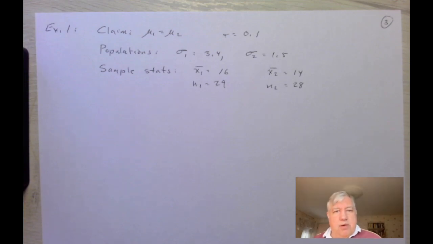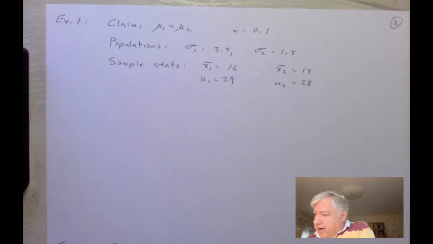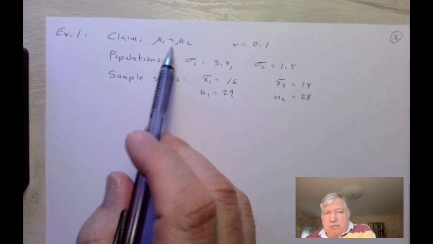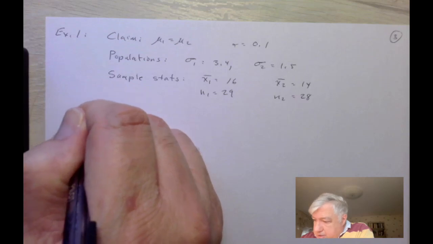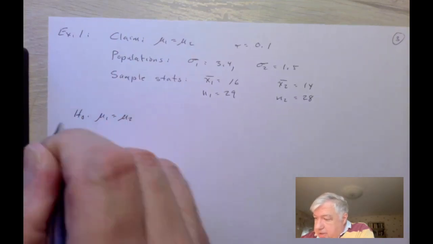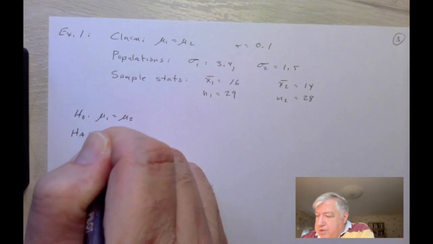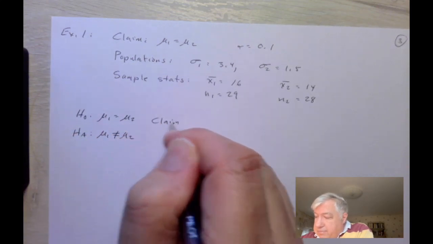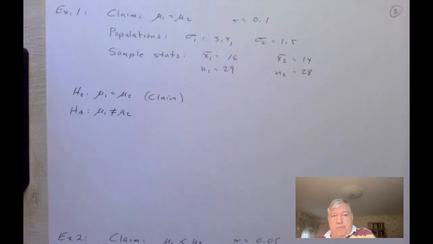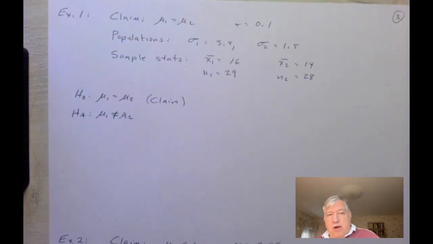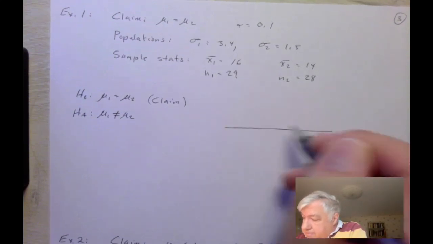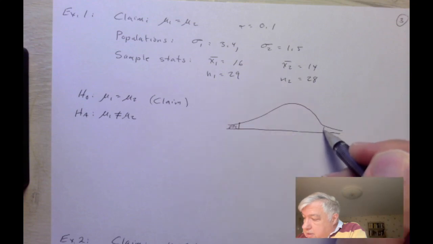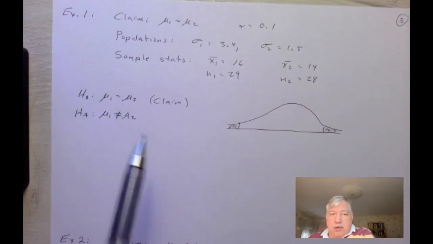So with that, let's see what our null hypothesis is. Because our claim has equality in it, this must be the null hypothesis. Our alternative hypothesis says mu1 is not equal to mu2, and this is our claim. And as before, in this case we are using a two-tailed test, because we have inequality here.